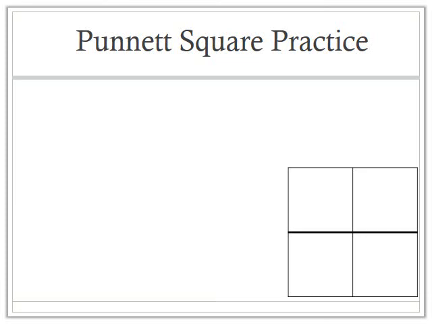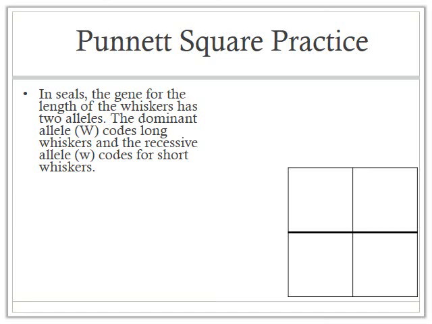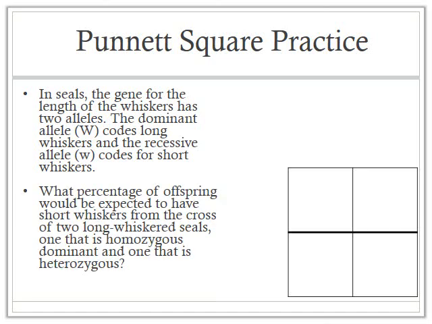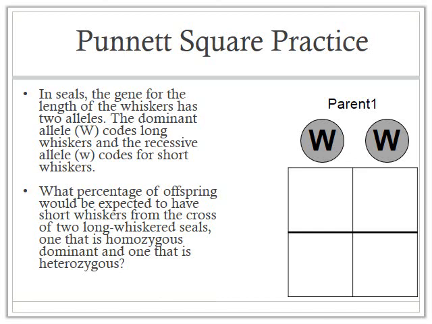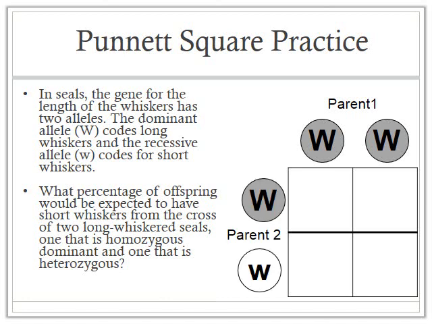We have another practice Punnett square. So in seals, the gene for length of whisker has 2 alleles. The dominant allele, big W, codes for long whiskers. The recessive allele is little w, and that codes for short whiskers. So what percentage of offspring would you expect to have short whiskers if you crossed 2 long-whiskered seals? One that is homozygous dominant, and I'm going to write the parent one up here, big W, big W, homozygous dominant, and the other parent is heterozygous, big W, little w. So for long whiskers, the big W I colored gray.